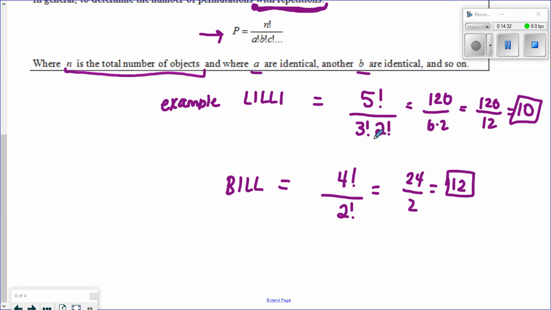So if you have repeats, again, you take your total number divided by the factorial of whatever is repeated on the bottom. So sometimes you might have more than one number. So in our general form, that's why it has A factorial, B factorial, C factorial, dot, dot, dot. But sometimes you'll only have one number on the bottom if there's only one thing that is actually repeating.